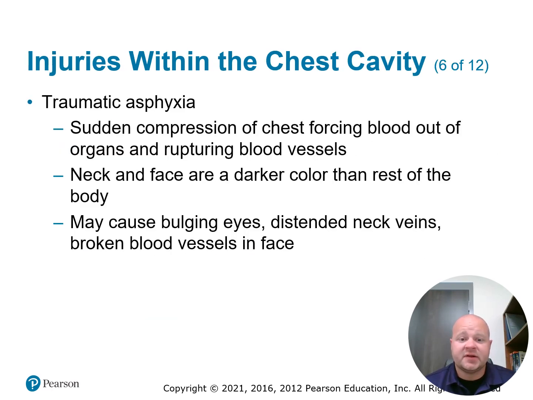Traumatic asphyxia is a sudden compression of the chest. Your neck and face can become a darker color than the rest of your body, and may cause some bulging eyes, distended neck veins, broken blood vessels in the face. This is like having an entrapment in a vehicle or heavy machinery, that kind of thing.